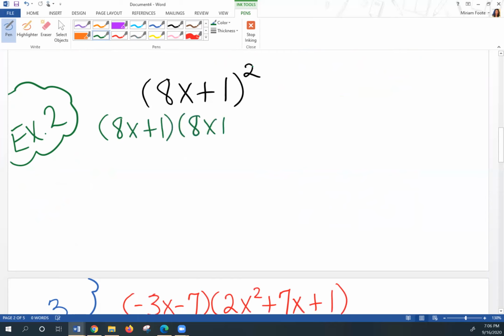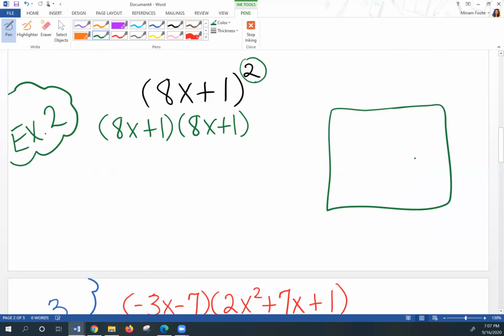That's what this exponent is telling you. It's telling you to multiply it times itself this many times. All right, so now if I'm drawing my box method, I am drawing four boxes because I have 1, 2, 3, 4 terms. So let's go ahead and set this up.